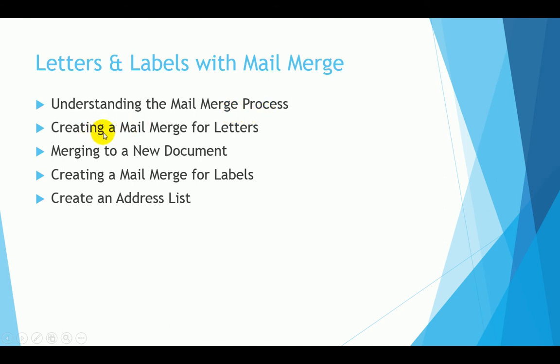We're going to explain what the mail merge process is and why it's important to know about. We're going to talk about creating a mail merge for a letter, so that we're going to create a letter to a bunch of different people. After we have created that, we're going to merge that to a new document and explain the reasons why. Then we're going to talk about creating a mail merge for labels so that we can mail those letters out. And then we're going to wrap up with doing an address list.